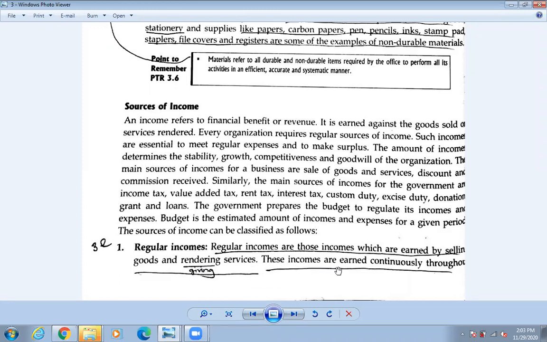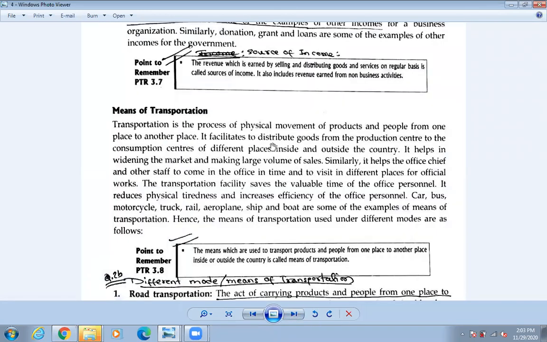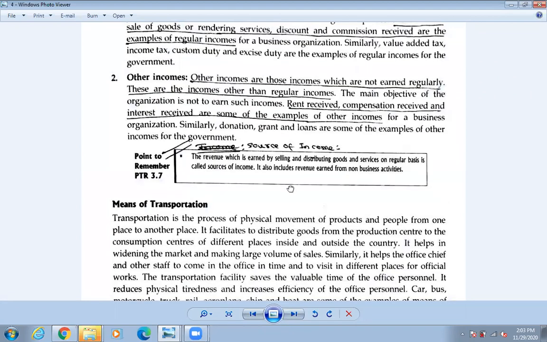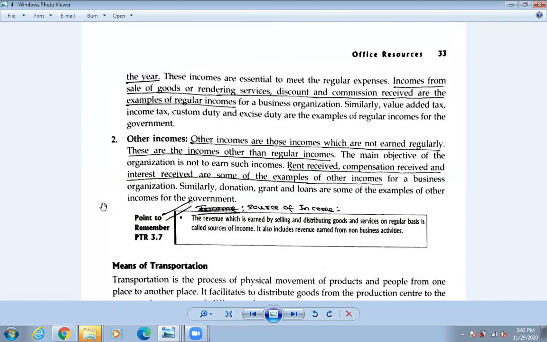So these incomes are earned continuously throughout the year. When money keeps coming in like this all year round, that is called the regular income. And this income is essential to meet the regular expenses. Hope you are underlining this so that you can make a note of it.